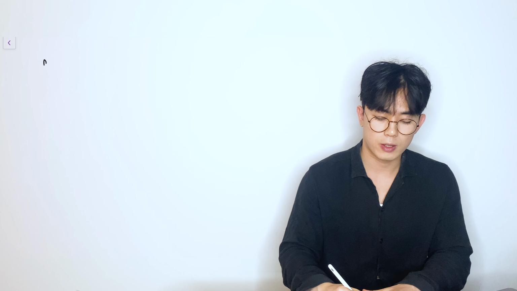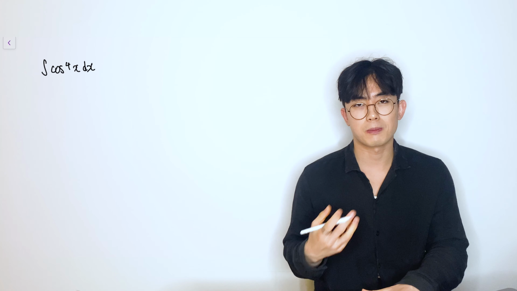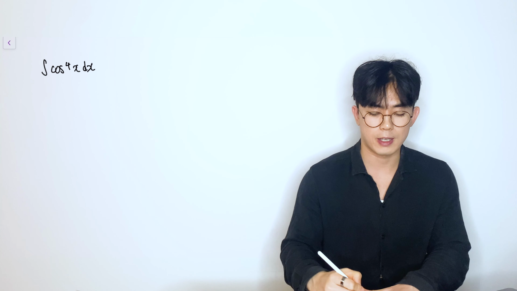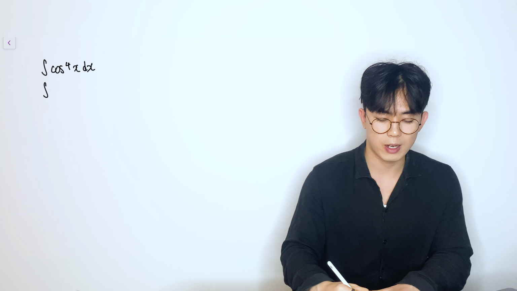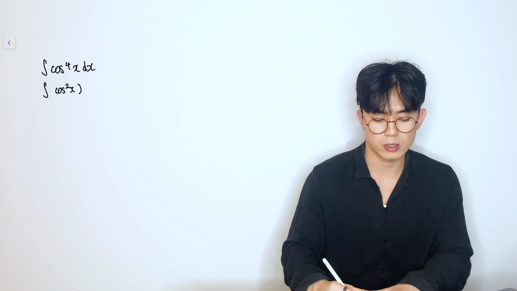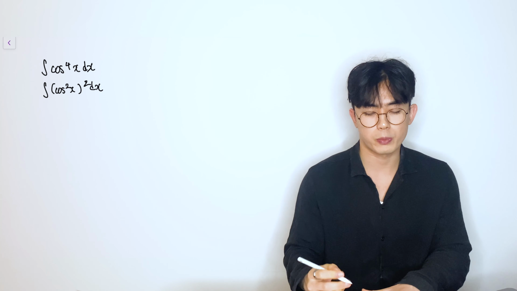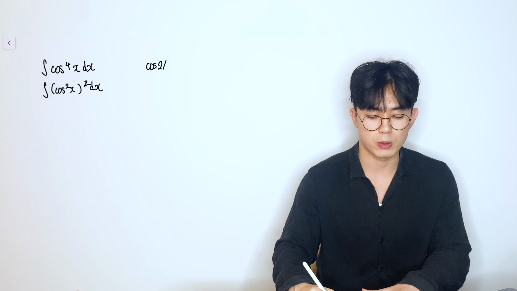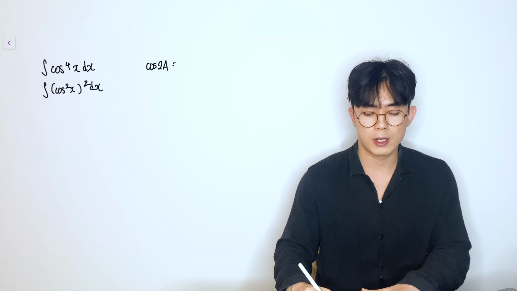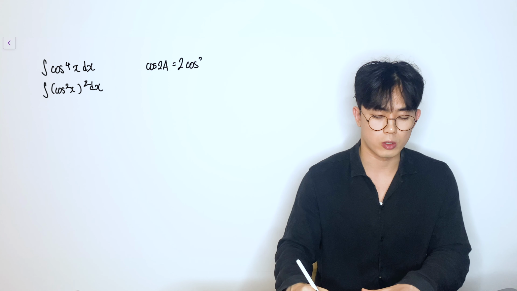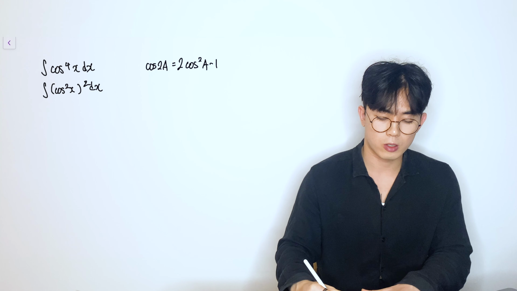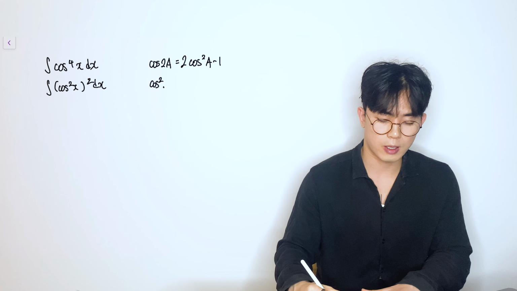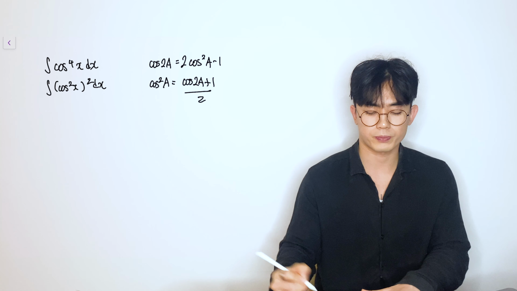So let's say I want to integrate cos to the power of 4 x dx. This might seem a bit difficult for you, but it's just looking at what we can integrate. So I'm going to rewrite this as cos squared x, all squared. The reason why I did this is because I know how to integrate cos squared x. I can use the double angle formula, more specifically the cos 2a one, in the cos squared form. So cos 2a is 2 cos squared a minus 1, so cos squared a would be equal to cos 2a plus 1 divided by 2.